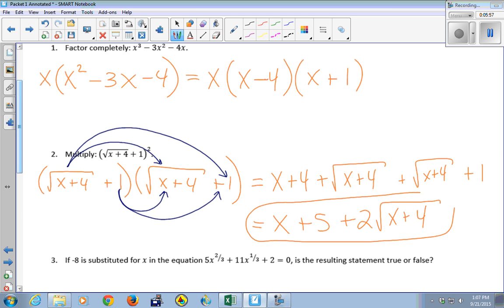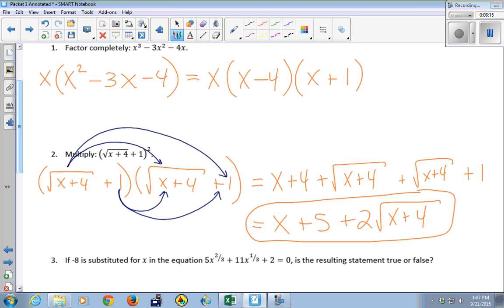All right. So keep that in mind. When you want to square something, it means you have to multiply it times itself. So a really common mistake people make when they try to square that is just to square the first thing and then square the last thing, right?